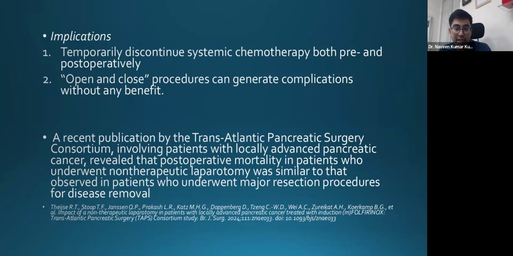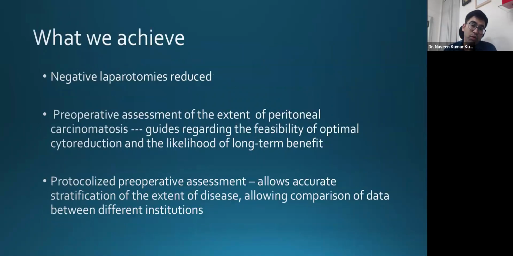How bad can this be for the patient if we do not select the patients in a judicious and critical manner? So once we select the patient properly by following a protocol, what benefits do we achieve? First, the number of negative laparotomies is reduced. Second, the preoperative assessment of the extent of peritoneal carcinomatosis guides us regarding feasibility. So if we plan, only then can we execute. So we can achieve optimal cytoreduction, and this likely translates into long-term benefits.